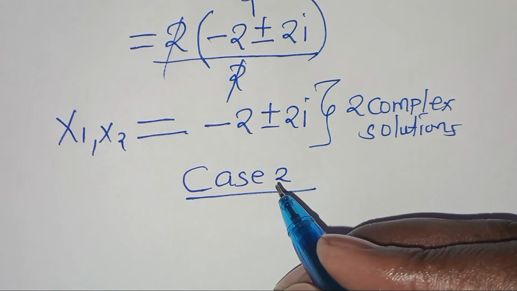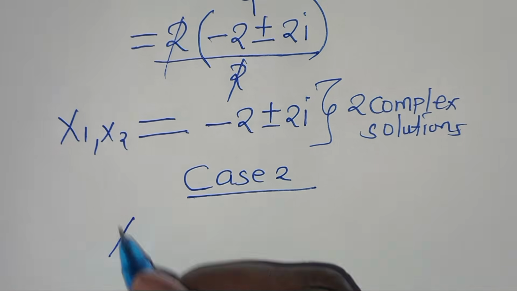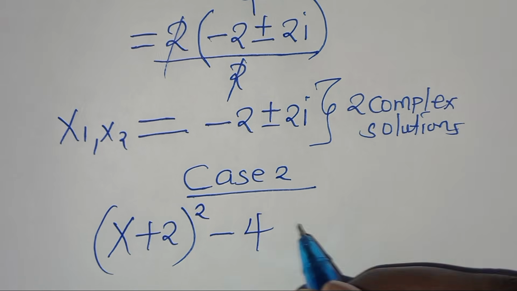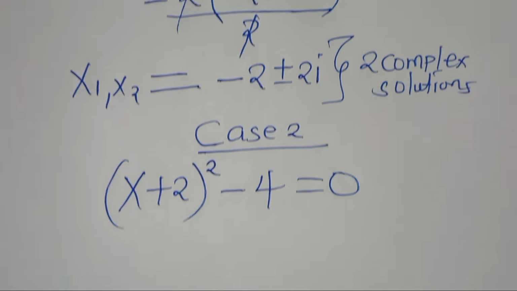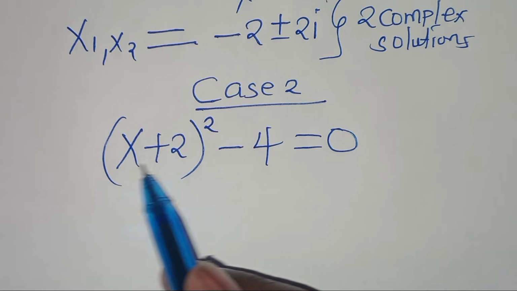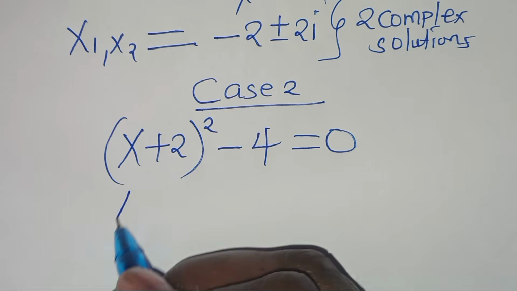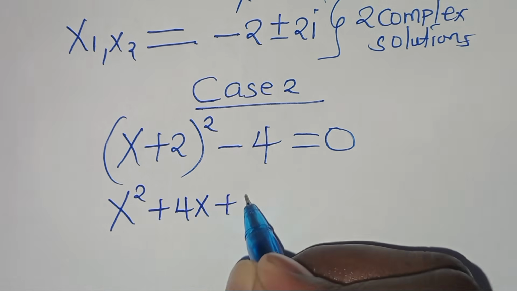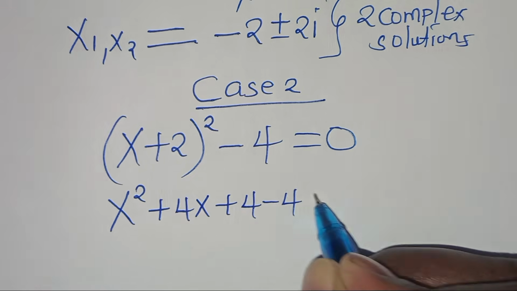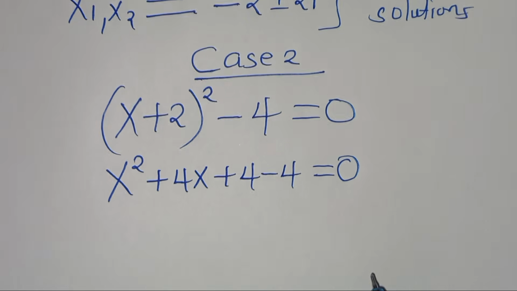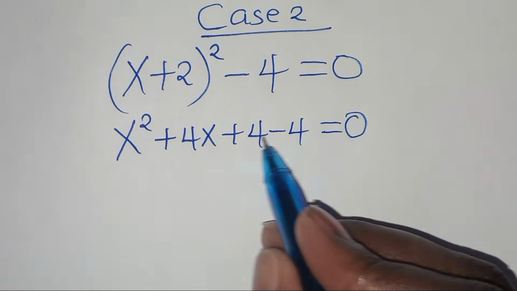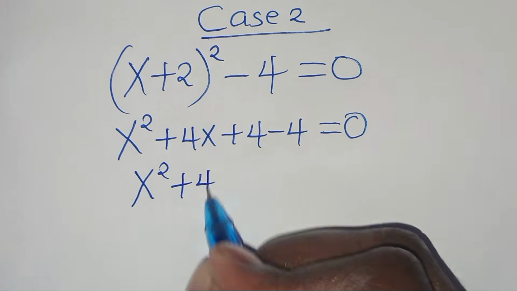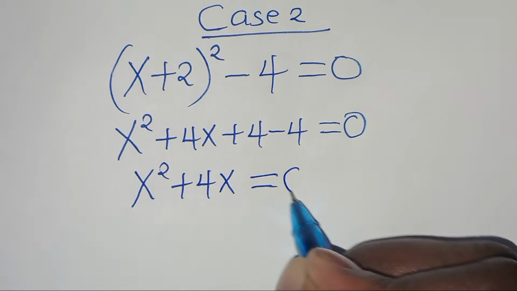In case 2, we have (x+2)^2 subtract 4 equal to 0. Let us expand (x+2)^2. So this is x^2 + 4x + 4 subtract 4, equal to 0. 4 minus 4 is 0. So we have x^2 + 4x equal to 0.